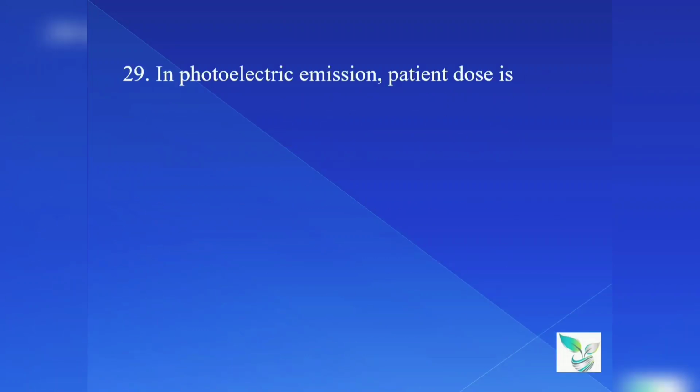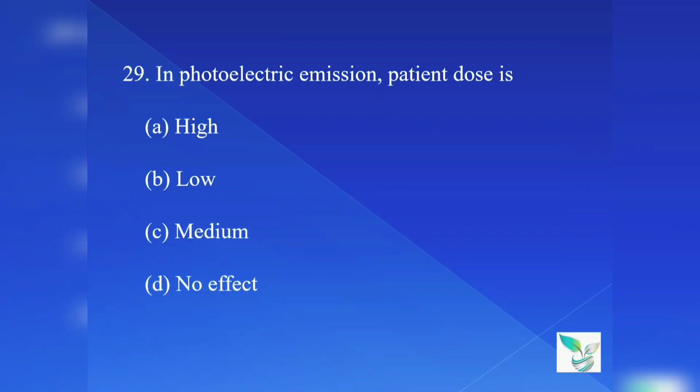Moving on to the next question, question number 29. In photoelectric emission, the patient dose is: option A, high; option B, low; option C, medium; and option D, no effect. The answer is option A, high. Since in the photoelectric effect, the incident photon's complete energy is absorbed, and as a result the K shell electron is knocked out. The matter relates to the patient. So the incident photon energy is completely absorbed, and the patient dose is increasing.